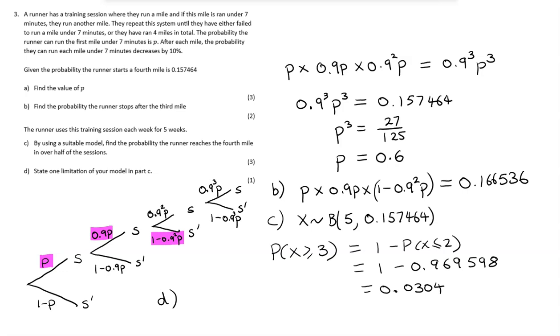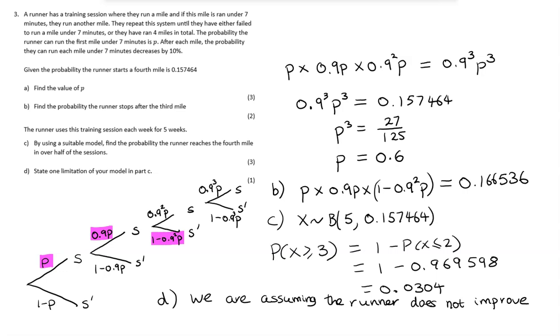So I kind of alluded to it earlier. We're assuming that probability is going to be fixed. So I would write something along the lines of we are assuming the runner does not improve. If they improve, we might expect their probability to go up. Now, if they were to improve, you'd expect the probability of them getting to that 4th mile each time to increase, rather than stay fixed out of the 5 weeks.